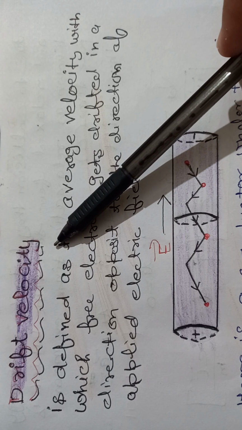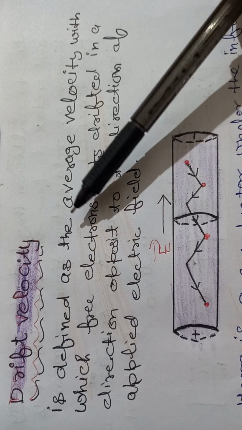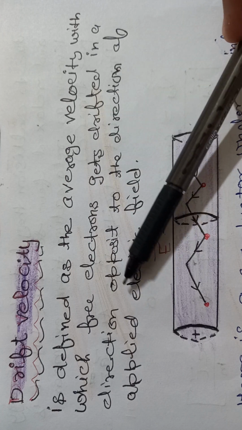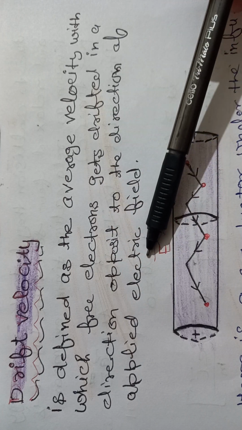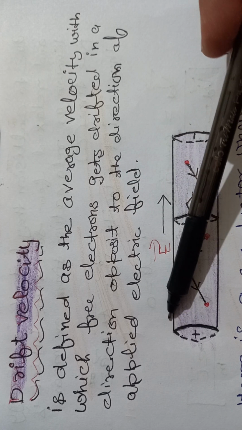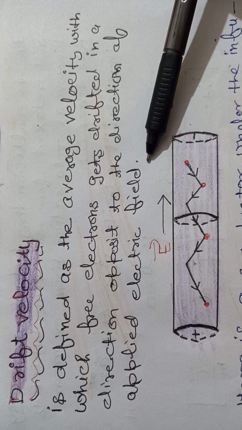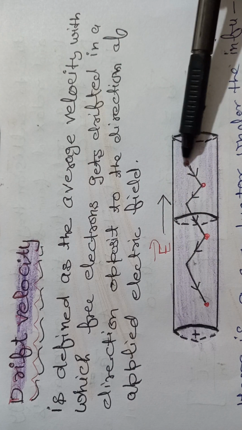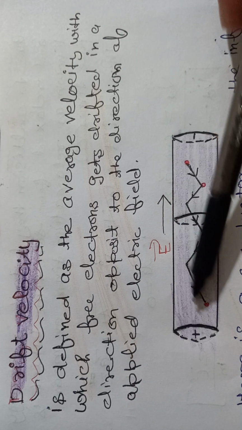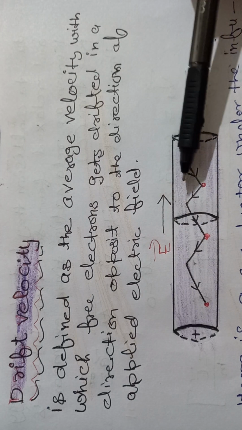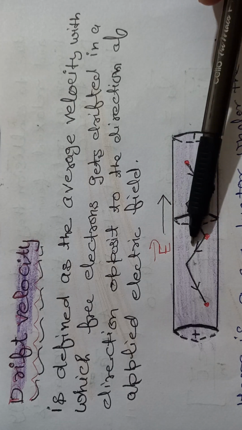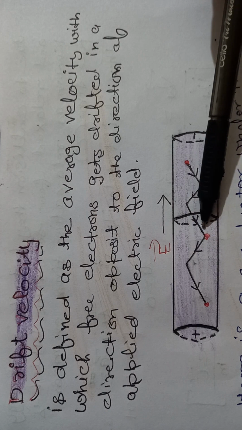So what is drift velocity? It is the average velocity with which free electrons get drifted in a direction opposite to that of the applied electric field. You know the electric field goes from positive charge to negative charge, and here the electrons get drifted in a direction opposite, meaning from negative to positive. So in a conductor you can see these are the electrons, they get drifted in a direction opposite to that of the applied electric field.